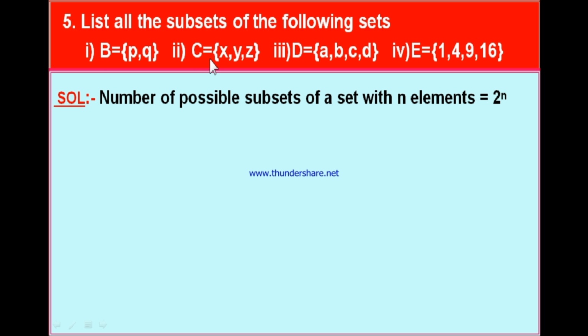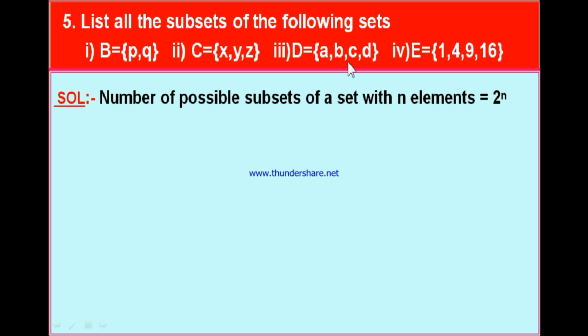Look at C. How many elements are there in set C? There are 3 elements in C. Then the number of possible subsets is 2 power 3. 2 power 3 means 2 into 2 into 2, that is 8. If you look at D, there are 4 elements. Then the number of possible subsets for D is 2 power 4, which is 16. Therefore, there are 16 possible subsets for the set D.